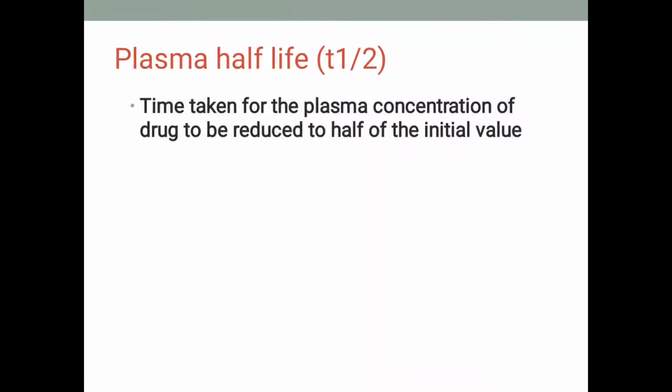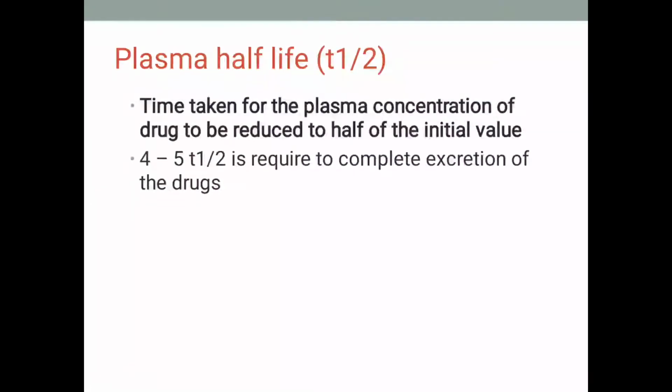Second one, another important definition is half life. What is plasma half life? It is called T half, T 1/2. So it is the time taken for the plasma concentration of the drug to reduce to half of the initial value. Means when the plasma concentration of the drug becomes half of the initial, that time. It is the time taken for plasma concentration of drug to reduce to half of initial value. When it becomes half from the initial value, that is called half life.